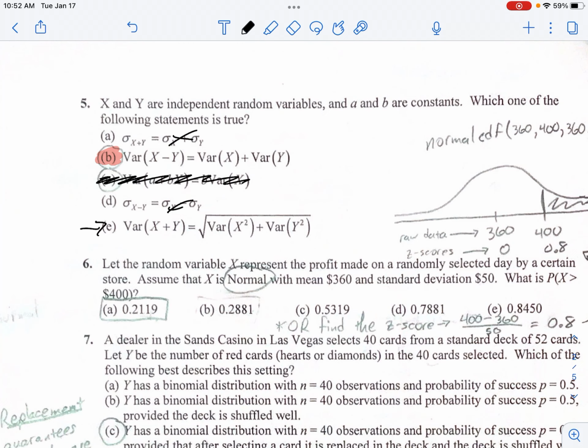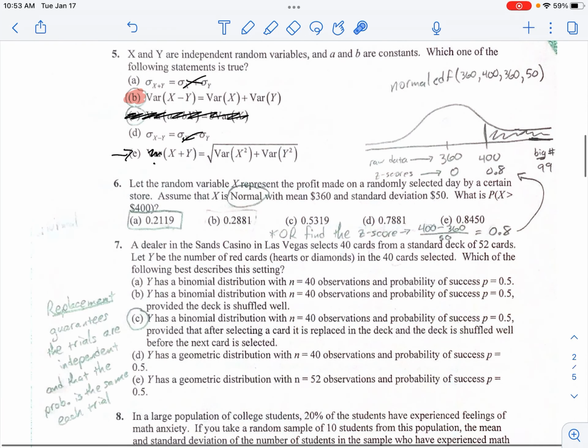What's wrong with E is that this would be the standard deviation, sigma, because it's been square rooted. When you square root it, it brings it back to standard deviation. But it said variance, so that's a problem. Okay. Number 6.